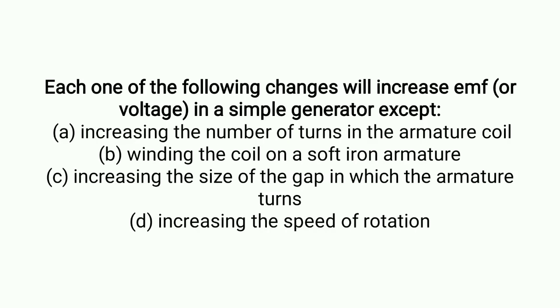Each one of the following changes will increase EMF, that is voltage, in a simple generator except. Option A, increasing the number of turns in the armature coil. Yes, when we increase the number of turns in the armature coil, the EMF increases. Option B, winding the coil on a soft iron armature. Yes, when we wind the coil on a soft iron armature, the EMF increases.